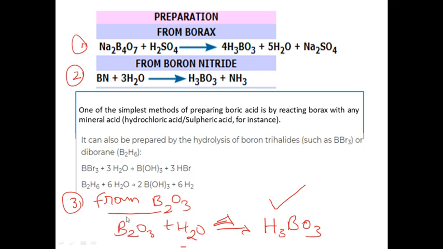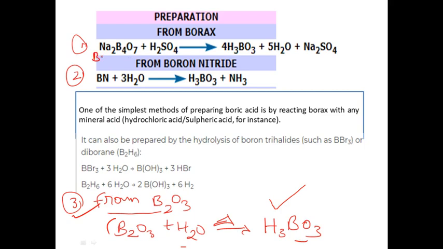So this is how boric acid is prepared. When boron trioxide, B2O3, reacts with water, you get H3BO3. This is one type of preparation method. Another method is from borax.